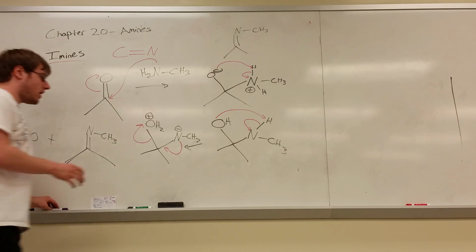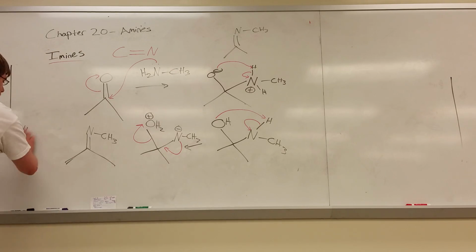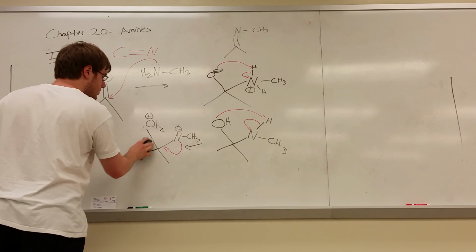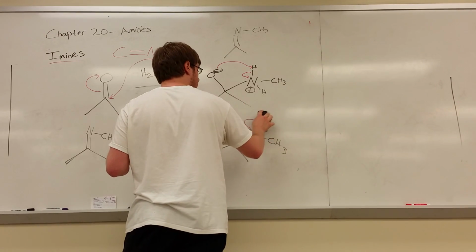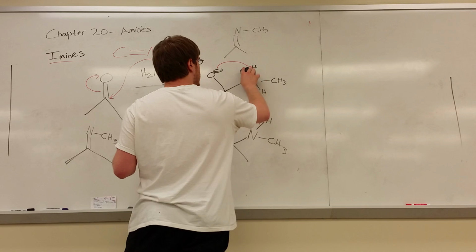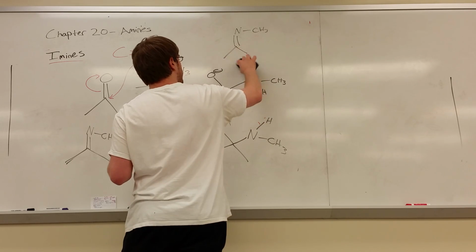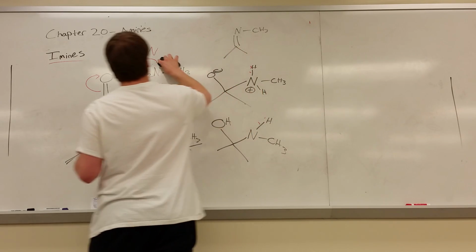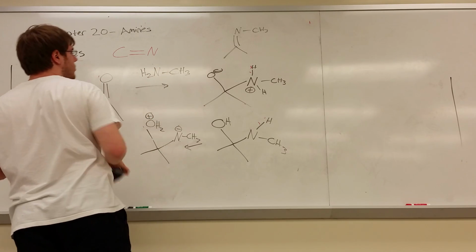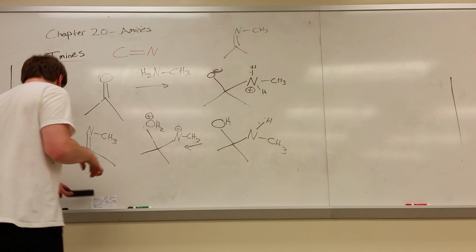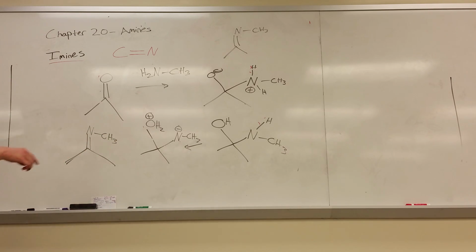And now we also have a way to reverse this. Let me erase these arrows. One thing that I've been stressing a lot throughout the semester is that for every mechanism you learn, if it's reversible, pretty much every intermediate you have will be the same intermediate going forward or backwards. The arrows and what's over the arrows might change, but the intermediates will always be the same.